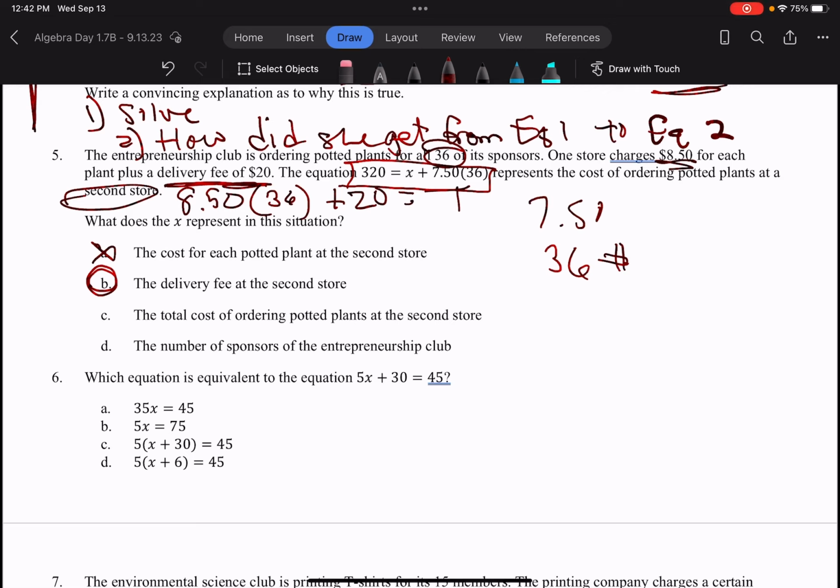Let's look at C, the total cost. No, we know the total cost would be this 320 because that's what it equals. And then D, the number of sponsors. Well, the number of sponsors is 36, and we see that right here in the equation, so that is not true. It has to be B.